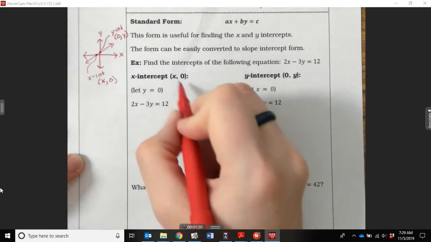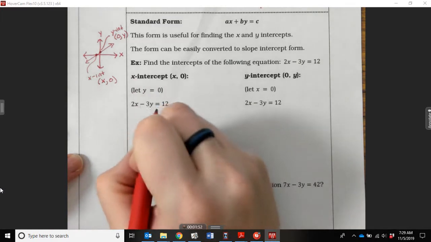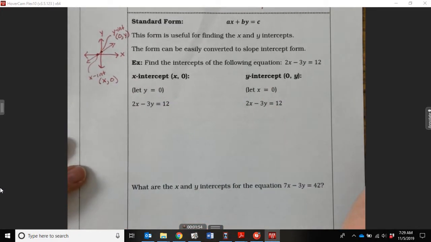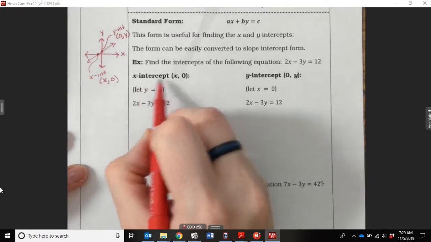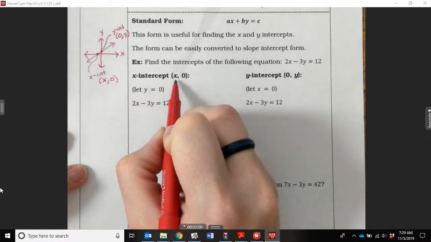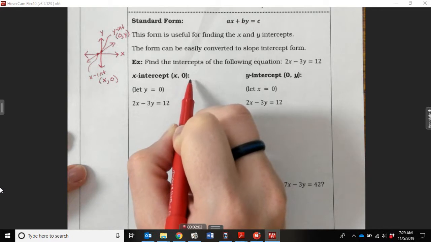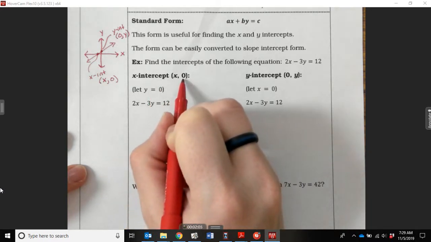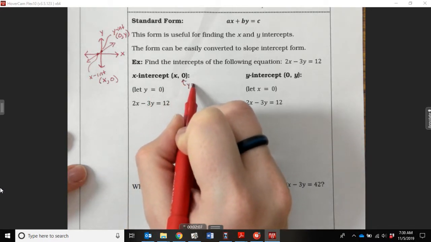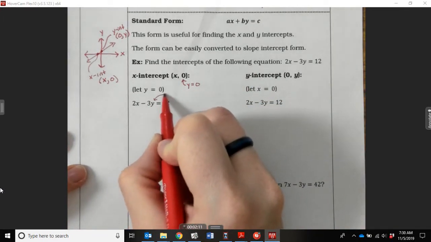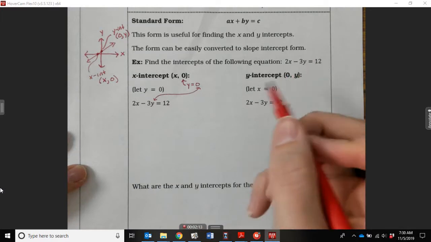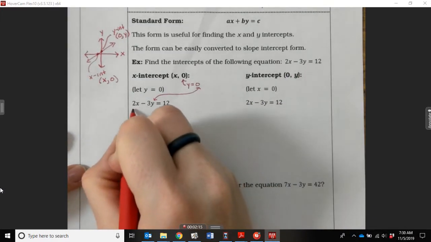So all we're going to do is plug numbers in for x and y to figure out the intercept. And that number is 0. So if I'm trying to find the x-intercept, which would look like (x, 0), then you know that the y value is 0. So y equals 0. So all we're going to do is plug it in and figure out what the x value is. So we're just finding an ordered pair.